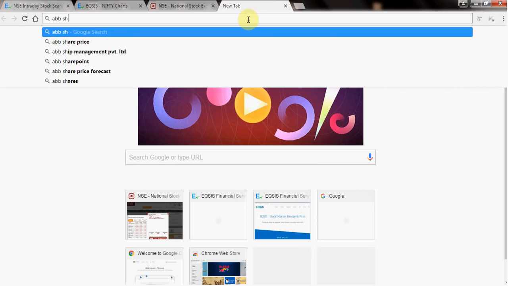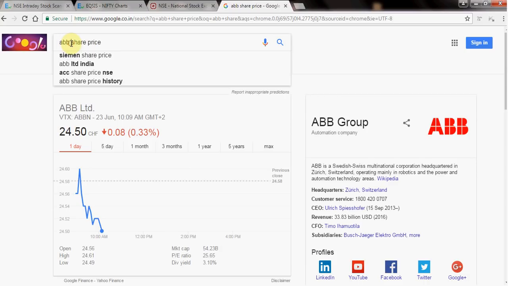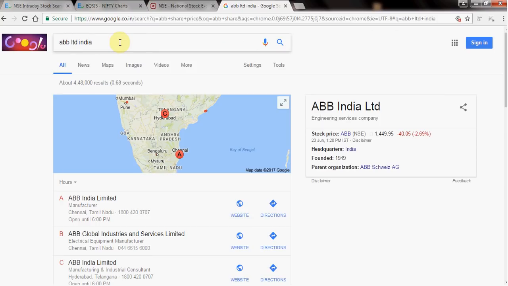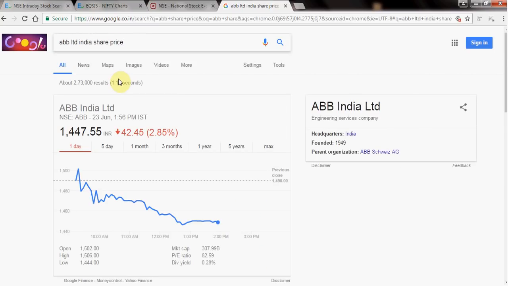ABB share price. I think Google can also give you intraday charts. Okay, look at the stock now. ABB, remember this is not the Indian shares, it's ABB Limited, India. Okay, share price. Okay, look at this. We see it consistently moving down, but for some reason 1446, 1444 has proven to be a kind of support.